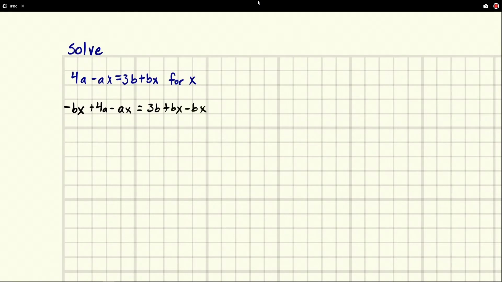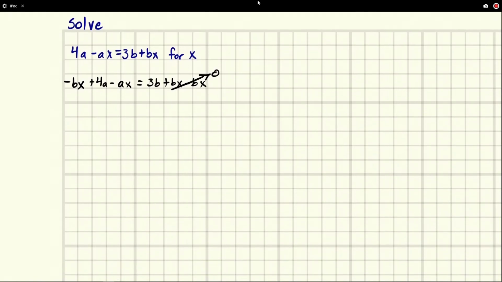So we're saying this is the same, right? I put the same thing on both sides, so they're still equal. So it's an equivalent statement. And bx minus bx goes to 0. And so those conveniently just go away, or not conveniently, we picked it that way. And so we are left with minus bx plus 4a minus ax is equal to 3b.